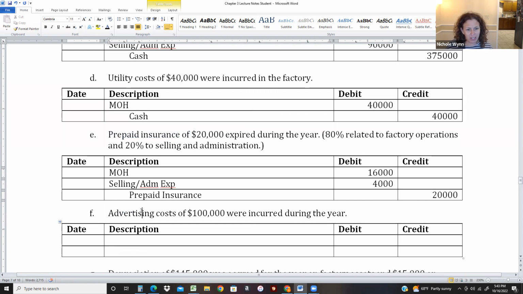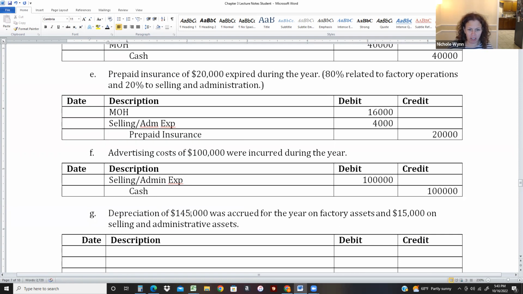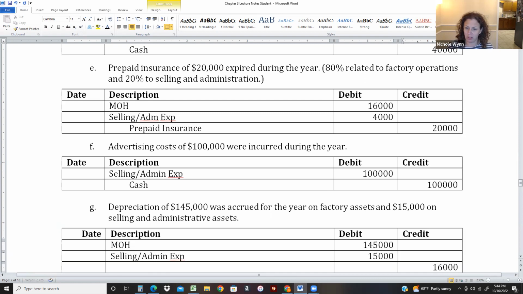So advertising costs of 100,000. Advertising is not overhead. Advertising is a selling admin expense. Okay, depreciation of 145 on the factory and 15 on selling and admin. Factory depreciation will go in overhead. Selling and admin depreciation will go in selling dash admin expense for a total of 160.